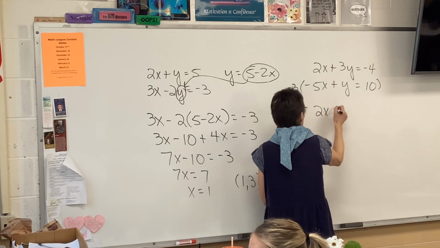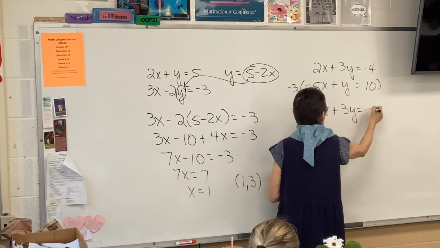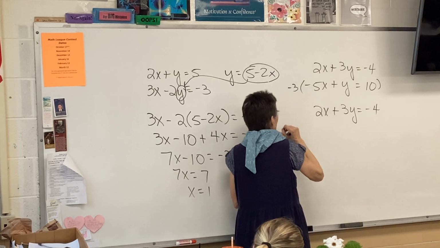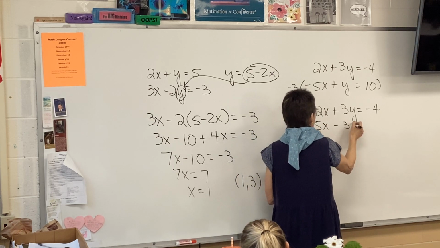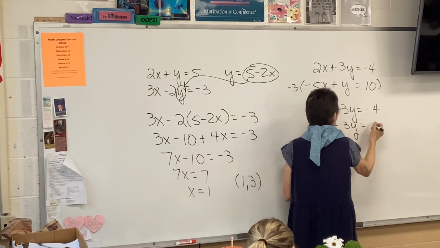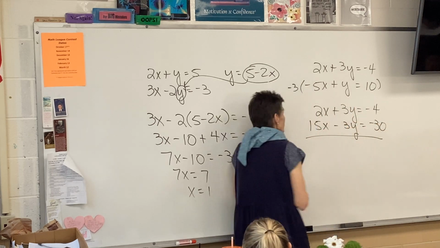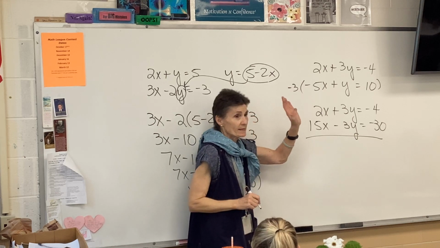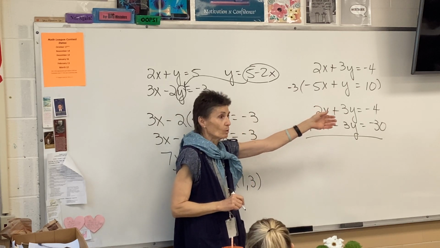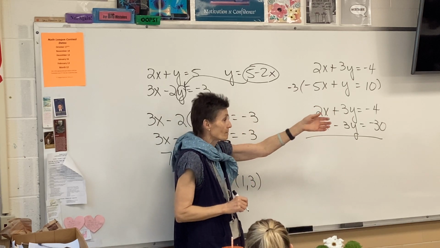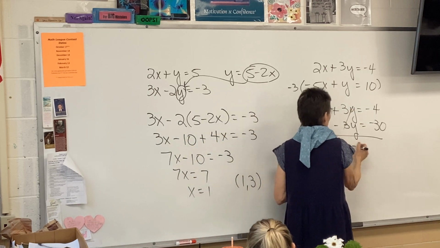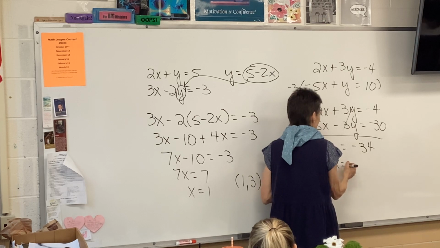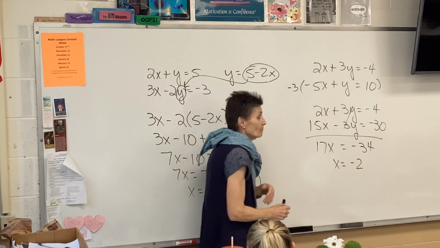So top equation, if this is what you decide to do, the top equation is going to stay the same, and the bottom one will become 15x minus 3y equals negative 30. Make sure that when you are multiplying, you multiply everything in the whole equation. You're going all the way across. So 17x equals negative 34, and x equals negative 2.